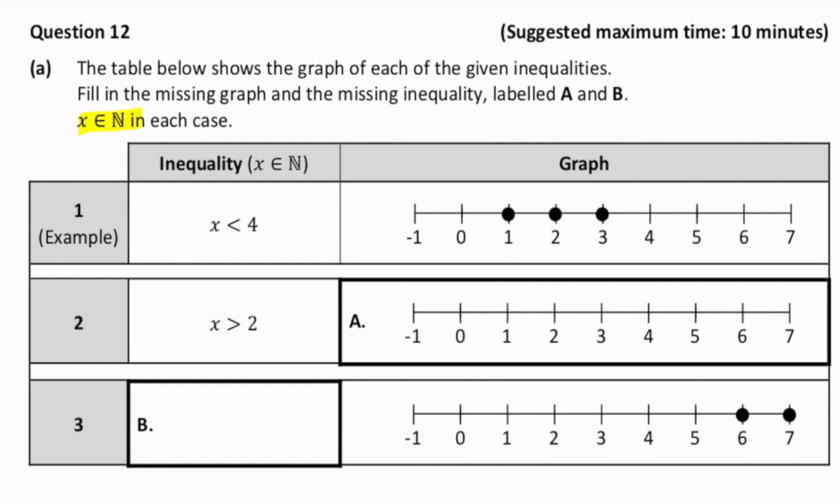So in the example it tells us x is smaller than 4. That's the first example here. And in that example we see numbers smaller than 4 are 1, 2 and 3. So that should help us understand the question.